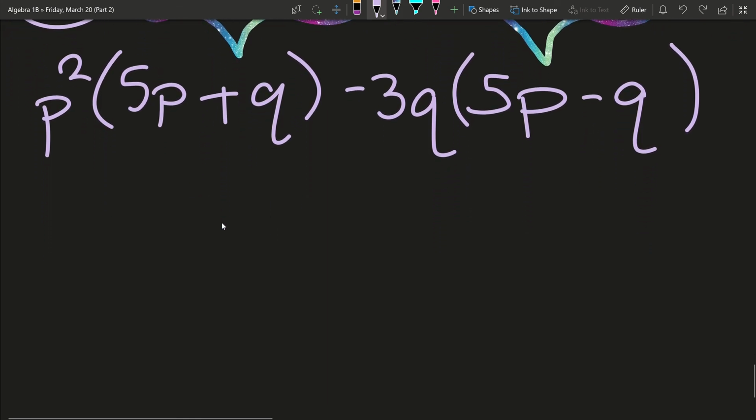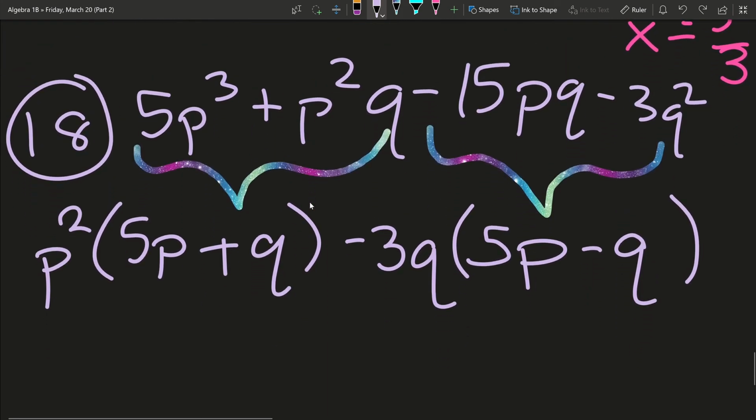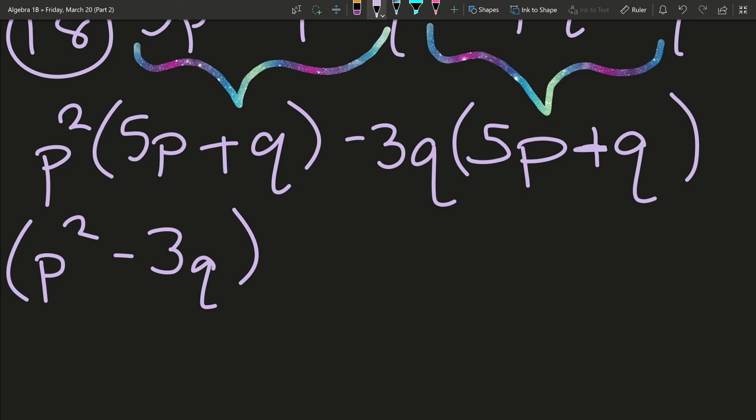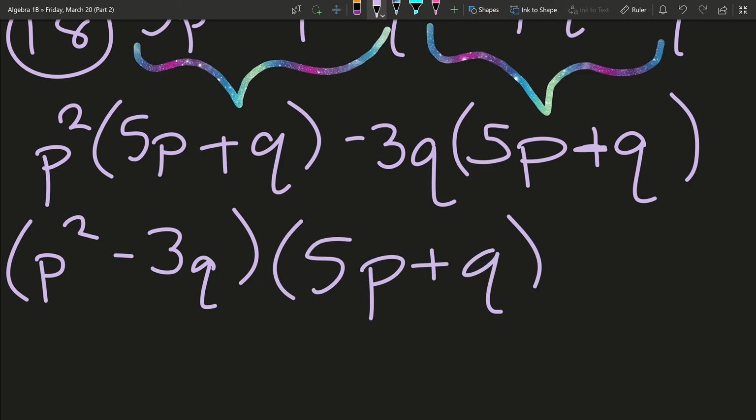So from here, oh, I forgot to change this. This should be a plus q, not a negative q. Remember, when you take out a negative, the symbol changes as well. From here, we can now group, leaving us with p squared minus 3q and 5p plus q. Alright, and that's it for today.